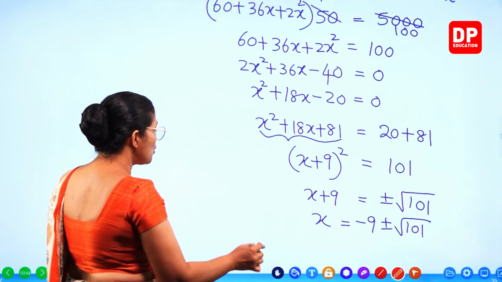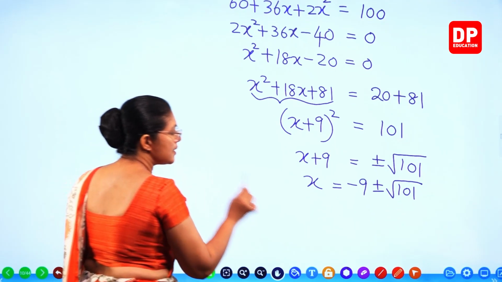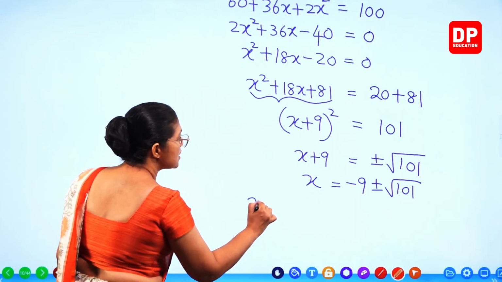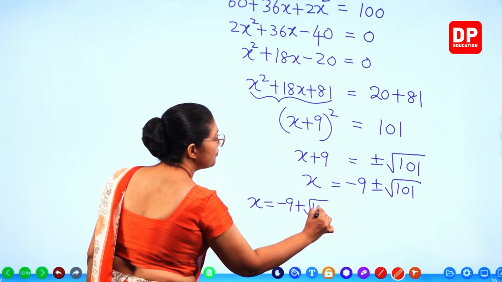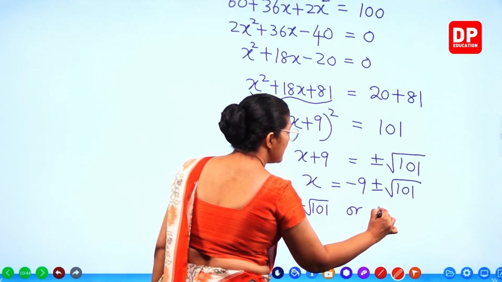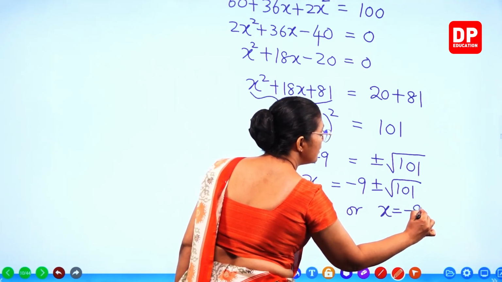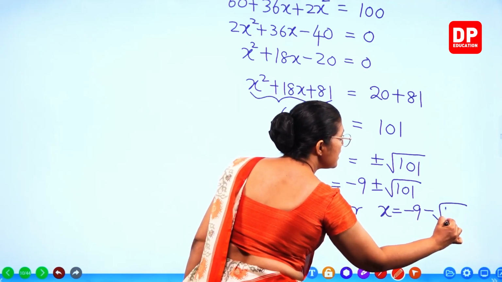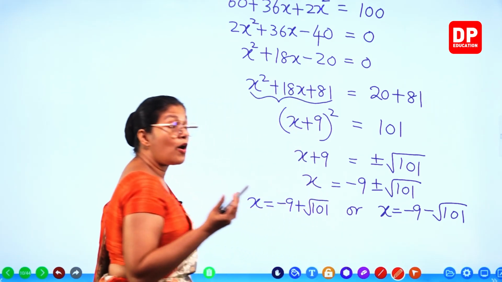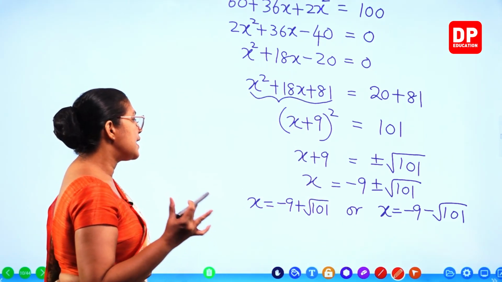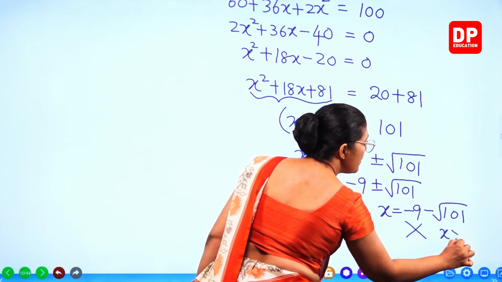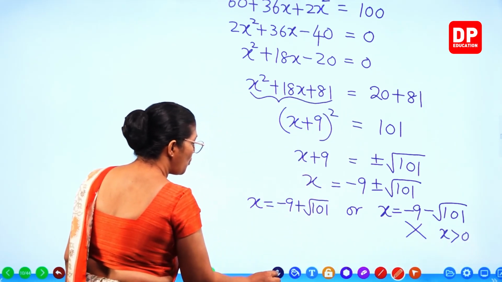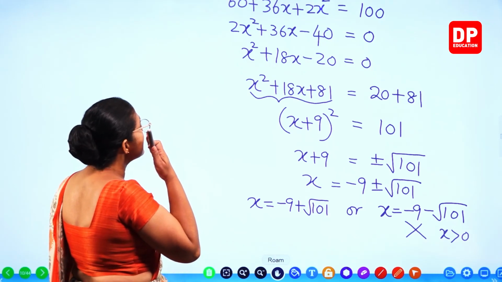Now what are the solutions you can get? One solution is a plus value. The other one is a negative value. Can you get a negative answer for x? X is about length. Length cannot be negative. So you can ignore this value because x should be greater than 0. So we can only take x as this.